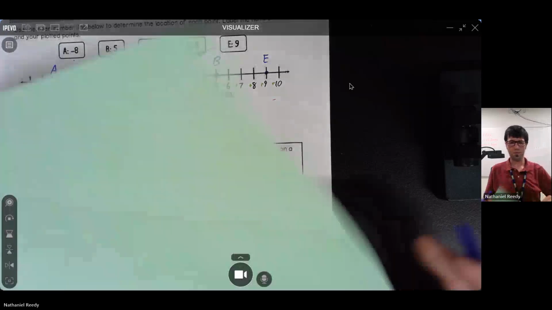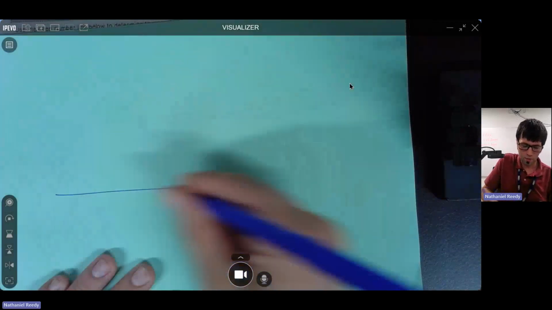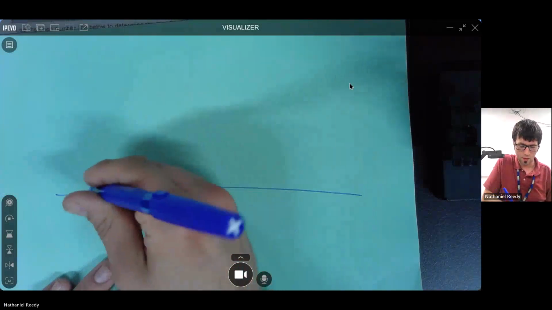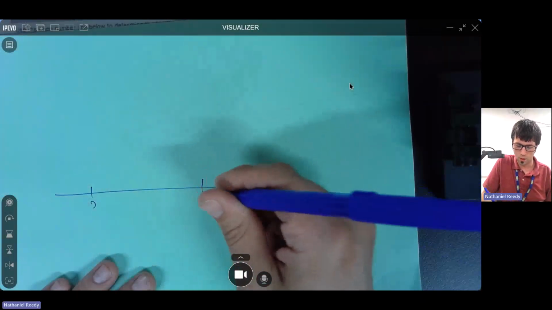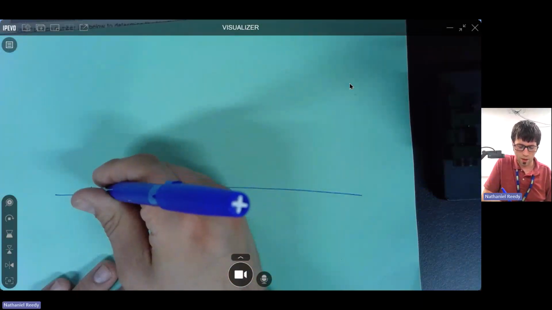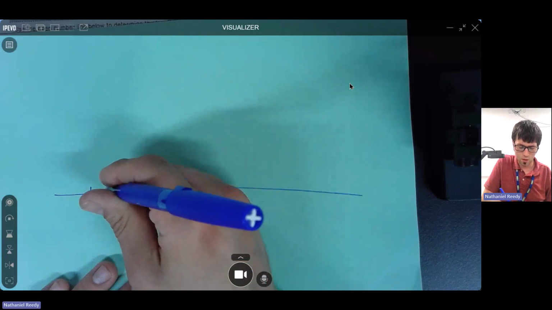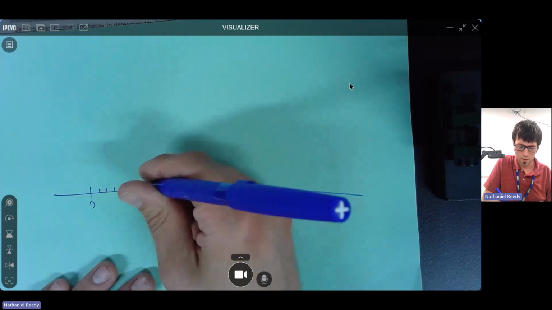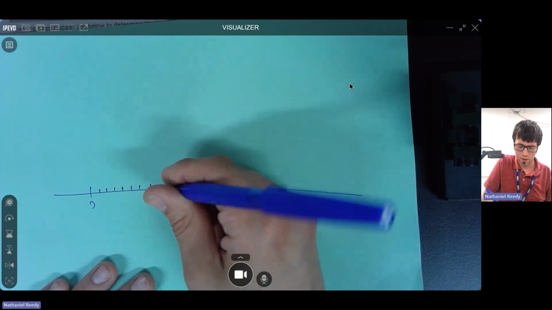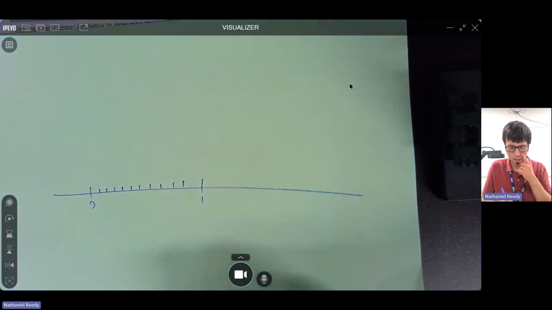So if I have a number line, and I have 0, and put 1 way over here, I can divide this into 10 more lines. 1, 2, 3, 4, 5, 6, 7, 8, 9, 10. Okay, it's not perfect.